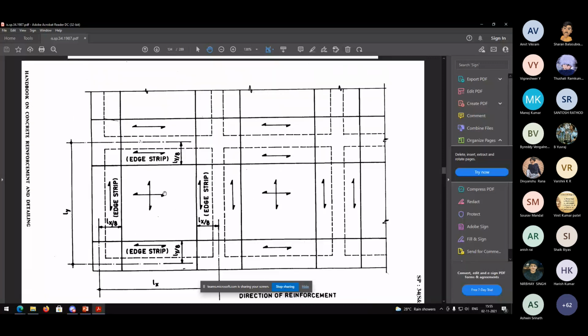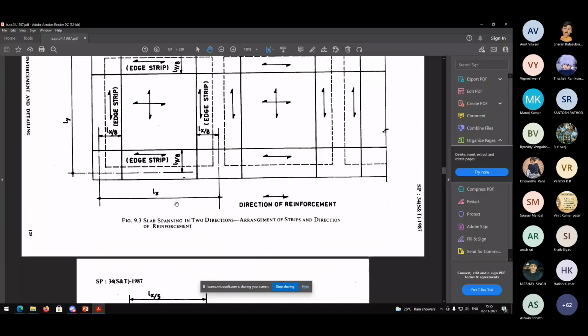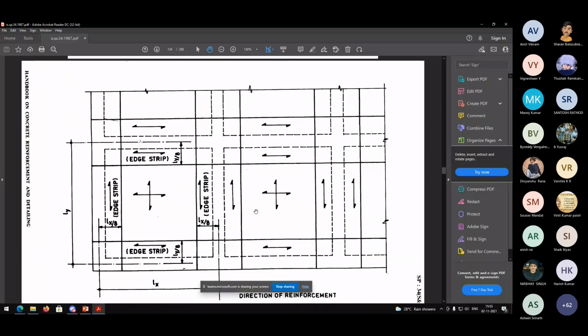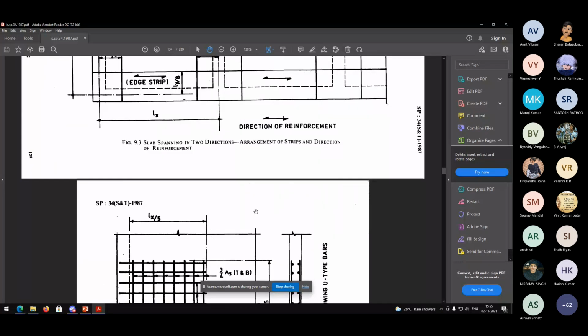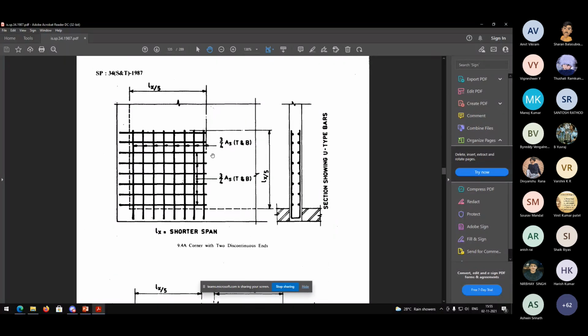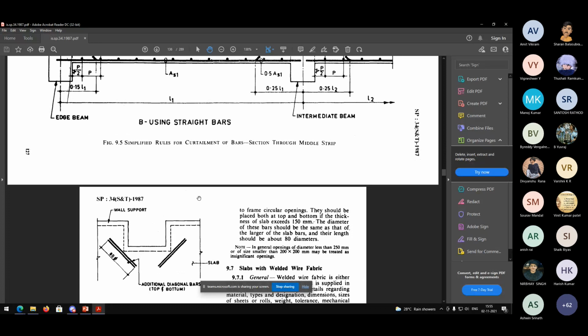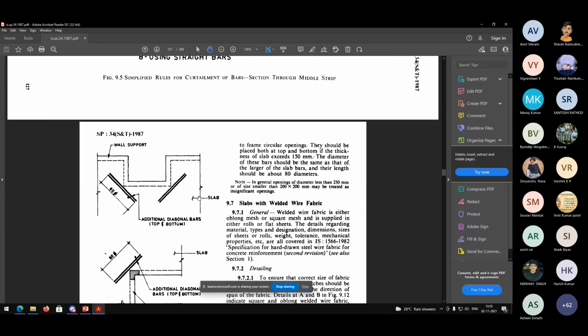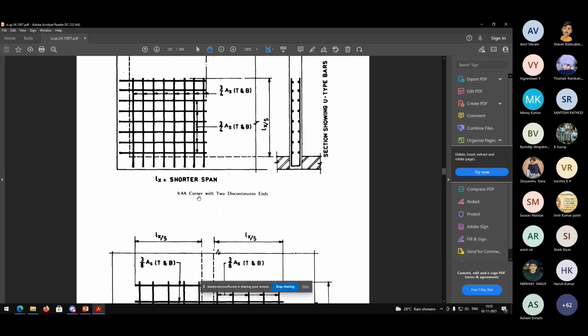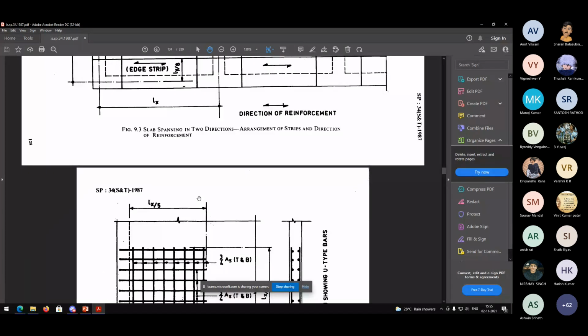This is just a representation of edge strip and middle strip. Not much important; nothing very new is depicted over here. Torsion reinforcement you have seen. You did this when you were doing a one-way slab as well, how to give the bent up. Basically, the reinforcement detailing is just a reproduction of one-way slab reinforcement detailing, except that you'll give it along two directions instead of only one direction.